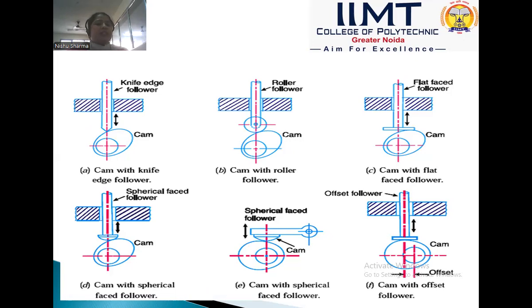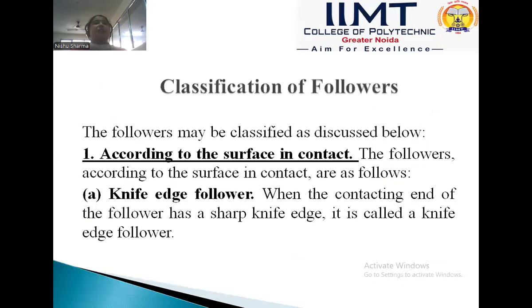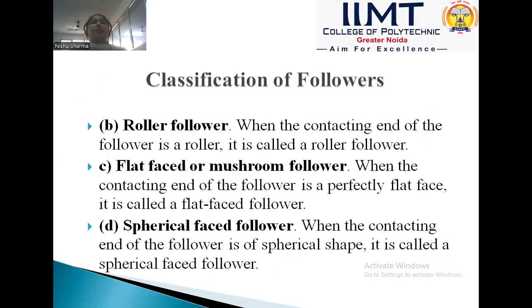And we see that when a flat face follower is used, mainly in automobile engines, high surface stresses are produced. In order to minimize this stress, the flat end of the follower is made spherical in shape. Okay, and that is all about the classification of followers according to the surface in contact.